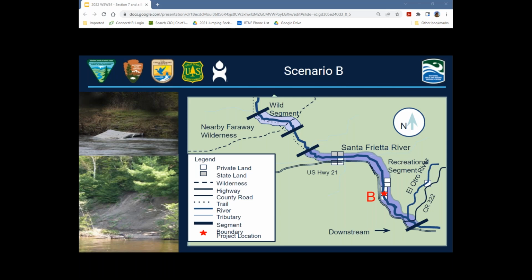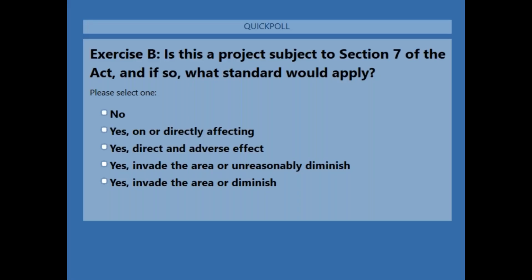Okay. Now, if you passed the last one, this one's going to be a little bit harder. Is this a water resources project subject to Section 7? If so, why? And what Section 7 evaluative standard applies and why? And how am I not going to screw this one up? Here we go.